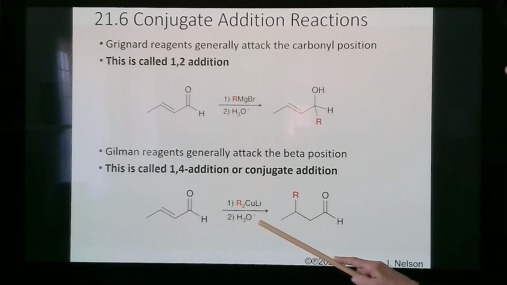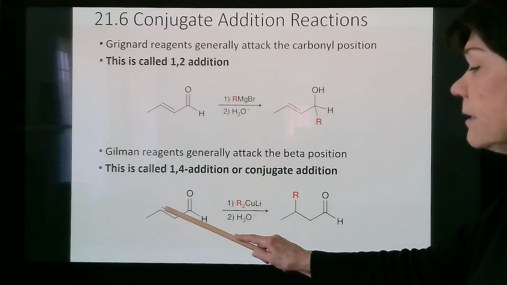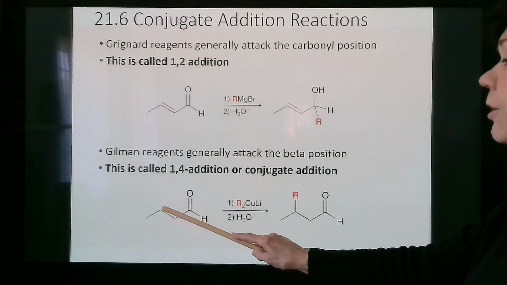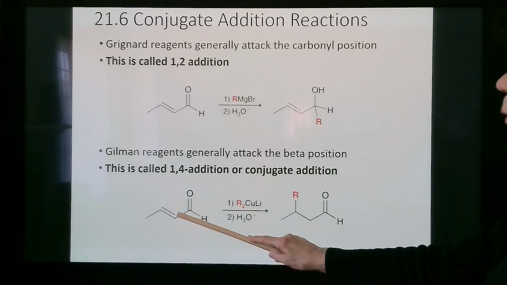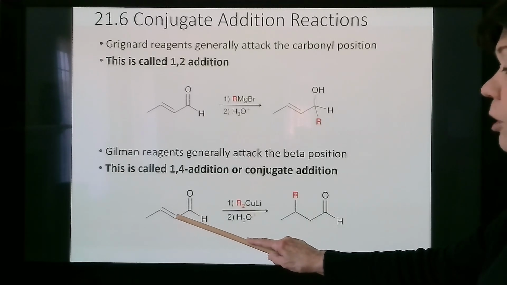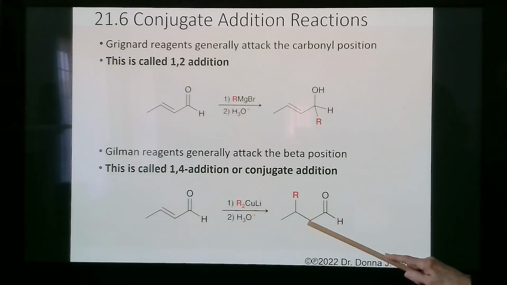And so, of course, when the R minus attacks out here at the beta position, initially a negative charge will be formed at this alpha position, and you'll have an enolate.